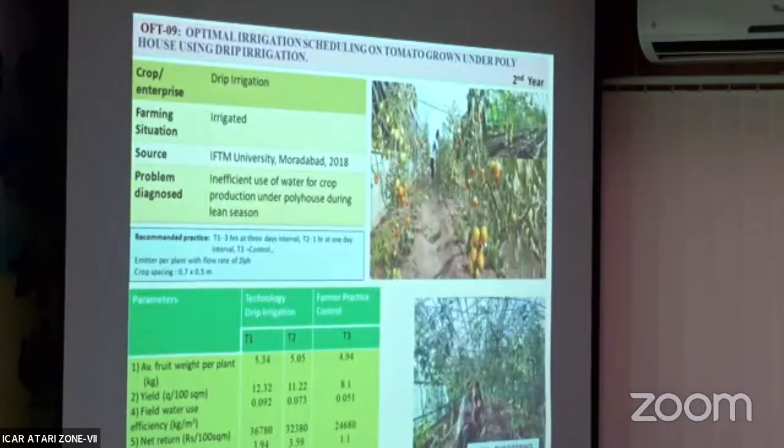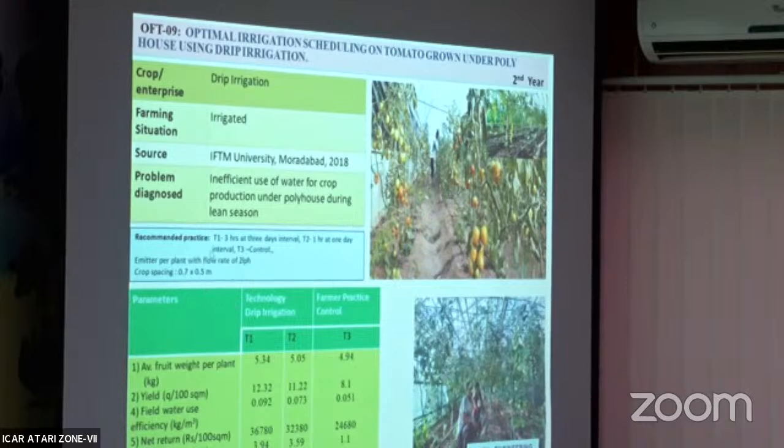Next one is optimal irrigation scheduling on tomato under low-cost polyhouse using drip irrigation. This technology has been taken from IFTM University 2018. North Bandarpai area suffers acute water shortage. So during the summer season especially, even the department can supply only 7 buckets of water to one household. So that is the condition where we are staying.